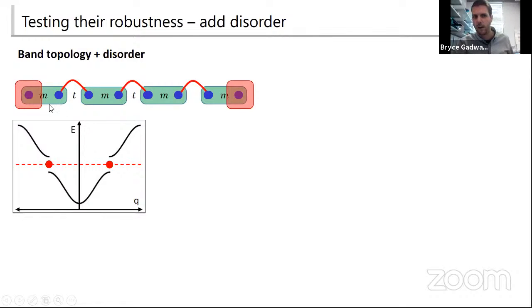These green things are the unit cells. M is my intracell hopping term. T is my intercell hopping. And when T is bigger than M, I have modes that look like symmetric and anti-symmetric states between cells, and then these are weakly hybridized by my intracell couplings. And I'm left over with these two dangling states at the edge that are these protected boundary modes.